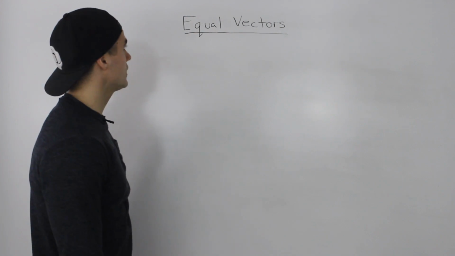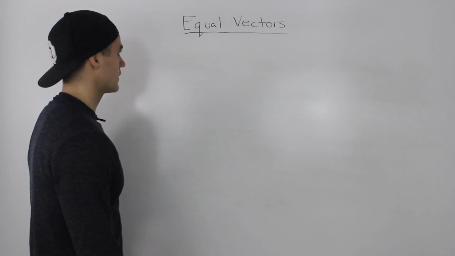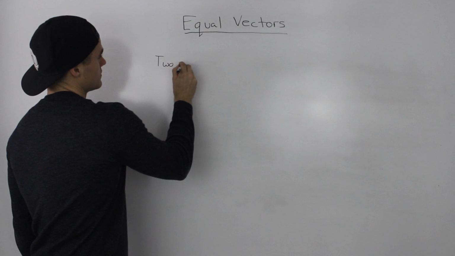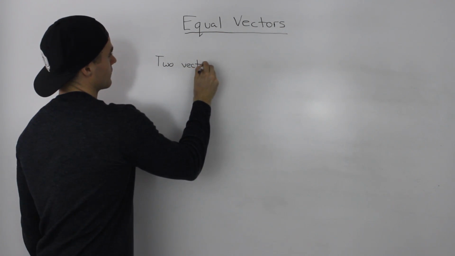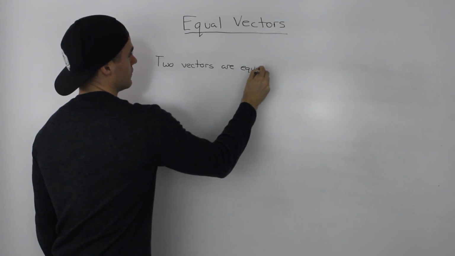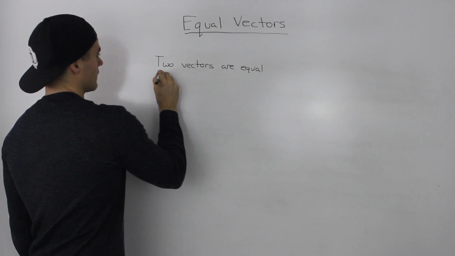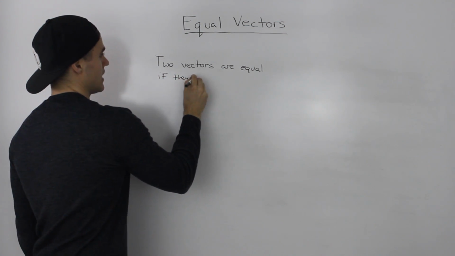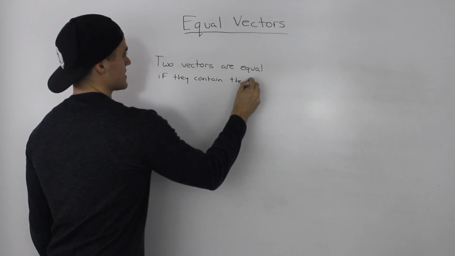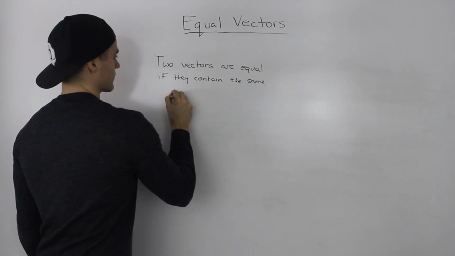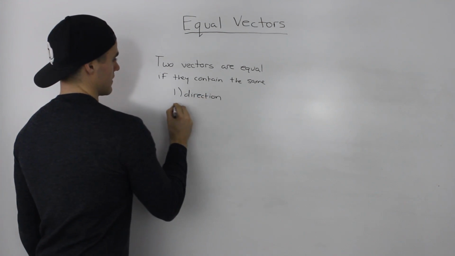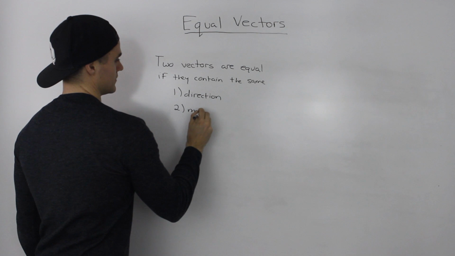So let's talk about what equal vectors are in this video. And let's start off with a definition. So two vectors are equal if they contain the same direction and magnitude.